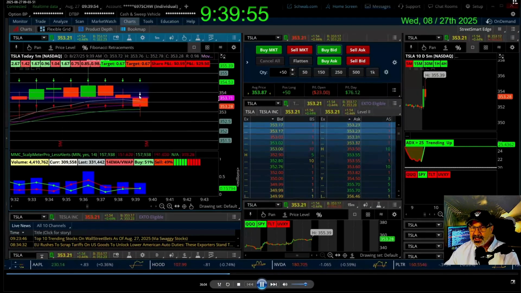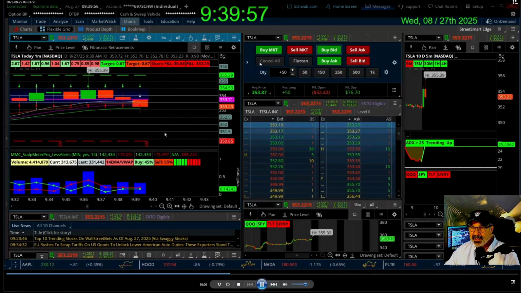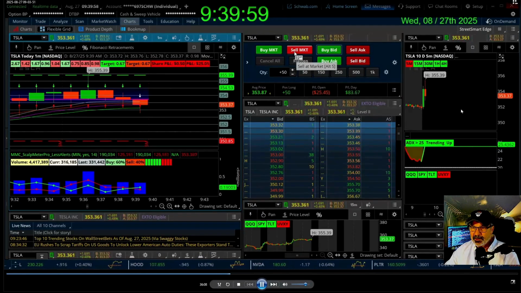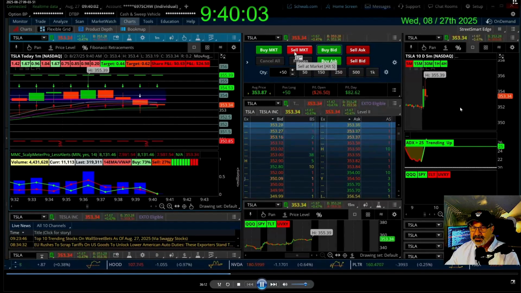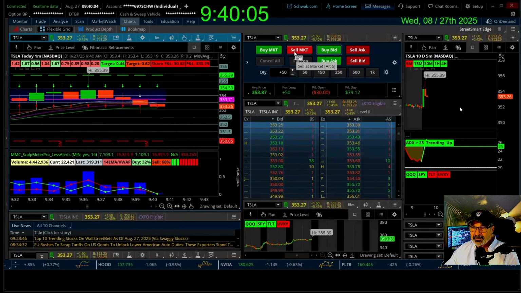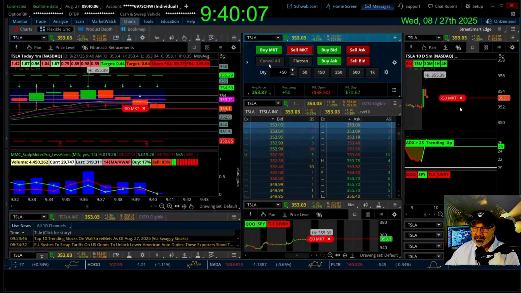MACD, remember how I said how accurate that is? That just got me very, very worried. Take a hit here, guys, and just get out of this trade. Too many red candles. 5-minute red. I'm just going to get out.